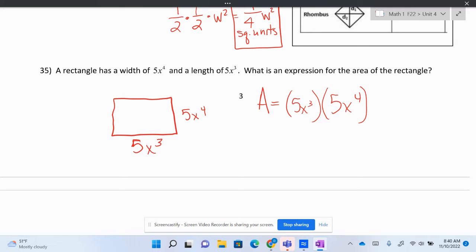Can we simplify that? What does it become? I have to multiply the constants. 5 times 5 is 25. X to the 7th. Yeah, when we're multiplying, we add the exponents. If you forget that rule, write out what x to the 3rd power looks like. Write out what x to the 4th power looks like. Count how many x's you have.